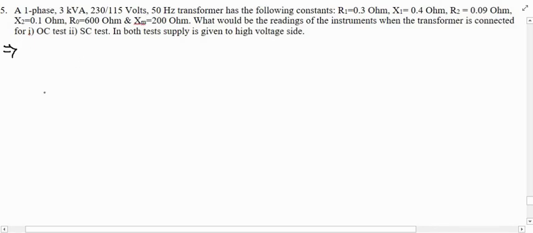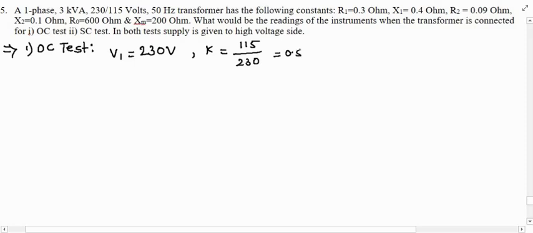So first of all, we will see the open circuit test. So for open circuit test, what will be my V1? In open circuit test, we will give rated voltage across the primary winding. Here we have to connect which winding to the test supply system? High voltage side. So which one is high voltage side? 230 volt. So V1 will be 230 volt. Okay. So what is K here? K is nothing but 115 divided by 230. So it is equal to 0.5. K is 0.5.